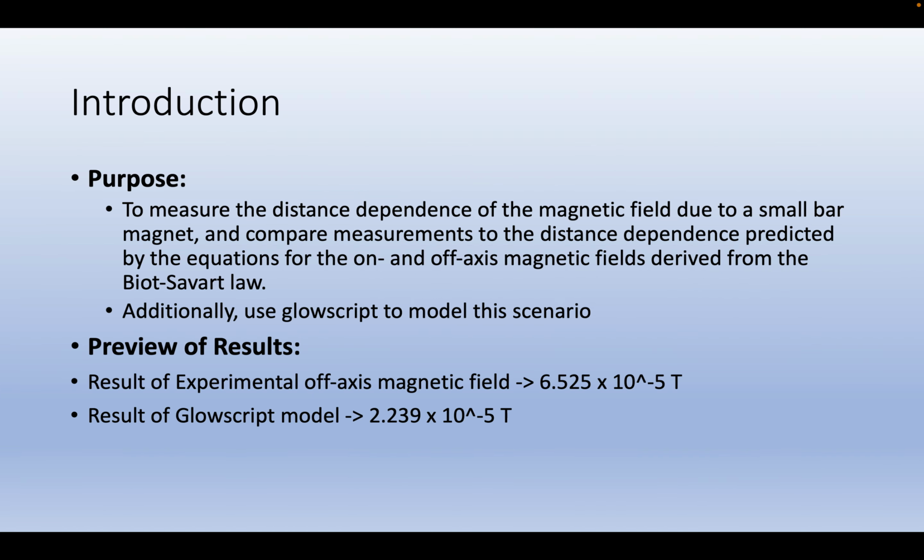So the purpose of this lab was to measure the distance dependence of the magnetic field due to a small bar magnet and compare measurements to the distance dependence predicted by the equations for the on and off axis magnetic fields derived from the Biot-Savart law. Additionally, we're going to be using GlowScript to model this scenario.